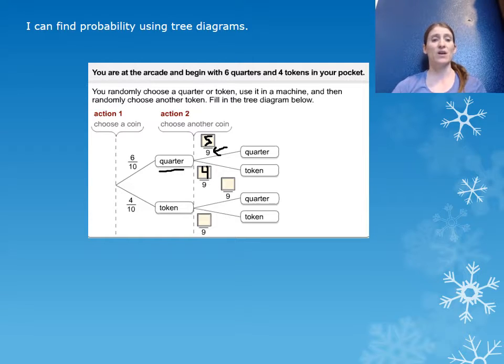Then down here, say we're going to get the token first, well, we still have 6 quarters in our pocket because we used the token first. But now we only have 3 tokens. Okay? And that would be your chances using a tree diagram.